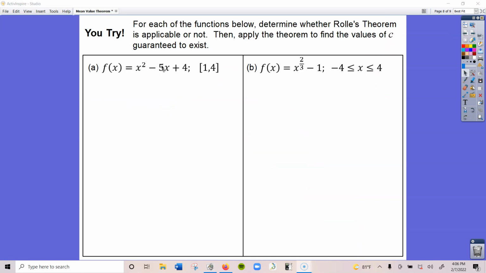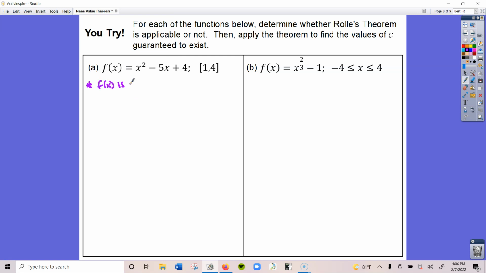So now let's try a couple more. For each of these functions, we're going to determine whether Rolle's theorem is applicable. And then if so, we are going to apply the theorem to find the values of c that is guaranteed to exist. So for this first one, we have f of x is equal to x squared minus 5x plus 4 on the interval 1 to 4. So first we determine continuity and differentiability. This is a polynomial function, and as I keep saying, all polynomial functions are both continuous and differentiable.